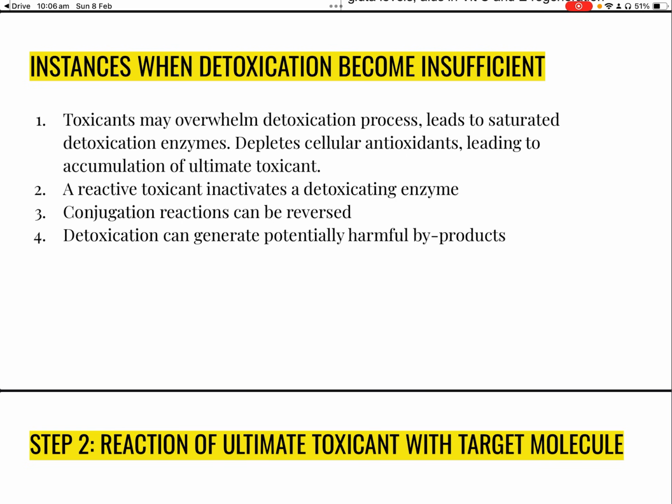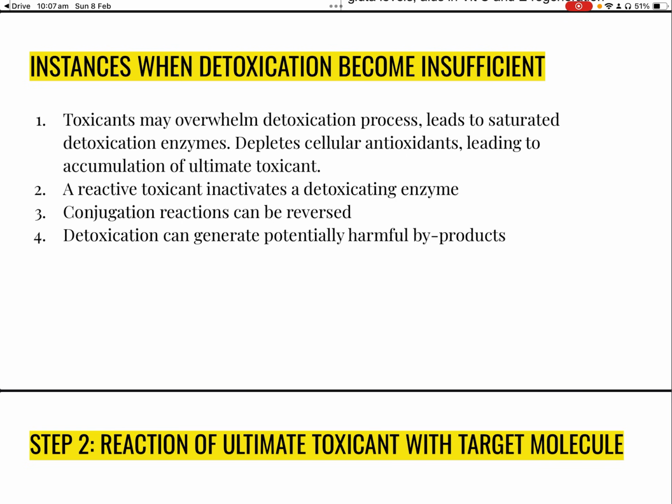So when you say there will be times that there will be disruptions in the detoxification process, here are four situations or tendencies. First, your toxicants may overwhelm the detoxification process, so it will lead to saturated or accumulated detoxification enzymes. When detoxification enzymes are elevated or accumulate, it will deplete your cellular antioxidants. Instead of only eliminating the toxicant, the antioxidants or enzymes that are very important to your body systems get depleted.